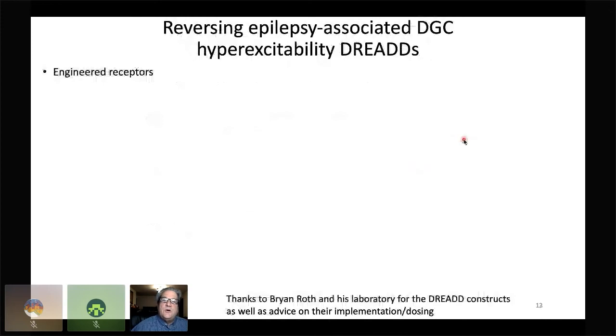And the second part of this is going to be, how do we reverse these epilepsy-associated dentate granule cell excitability? And the answer is using DREADDs. And DREADDs is proof that we sit in dark rooms and come up with weird acronyms all the time. And the DREADD acronym is designer receptors exclusively activated by designer drugs.